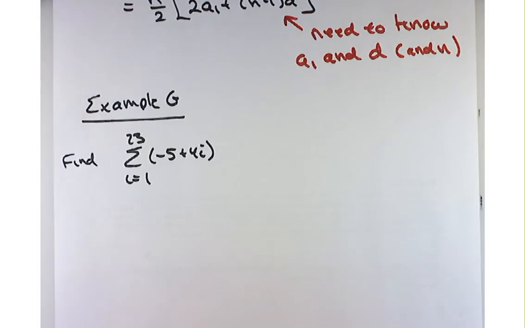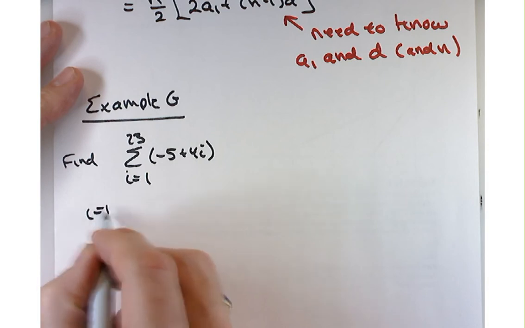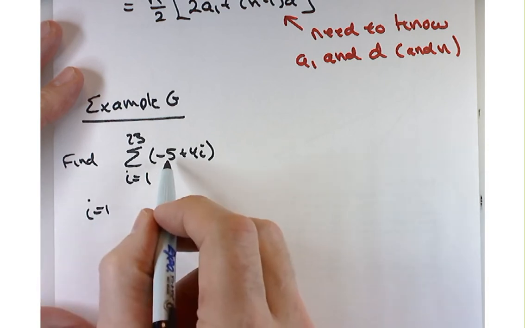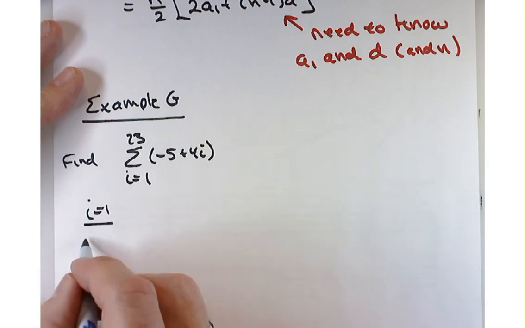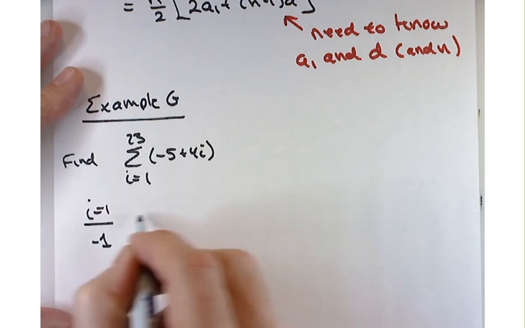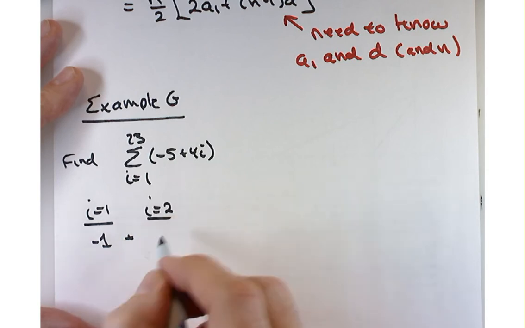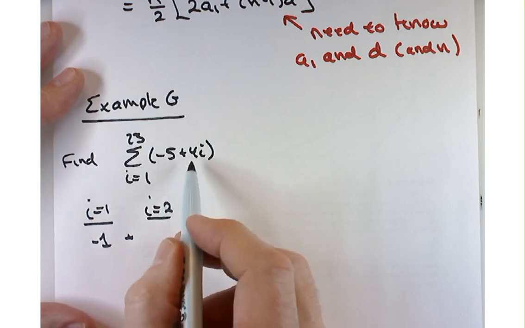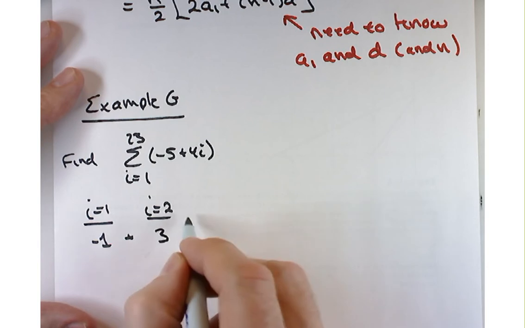So first of all, let's review that notation and see what it means, see what we're adding up. So for instance, at I equals 1, if I put in a 1 here, it's going to be -5 plus 4 times 1. So it's going to be -1. What about at I equals 2? -5 plus 4 times 2, well, that's 8 plus -5 is 3.